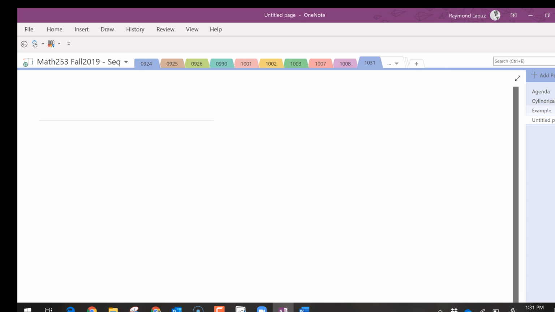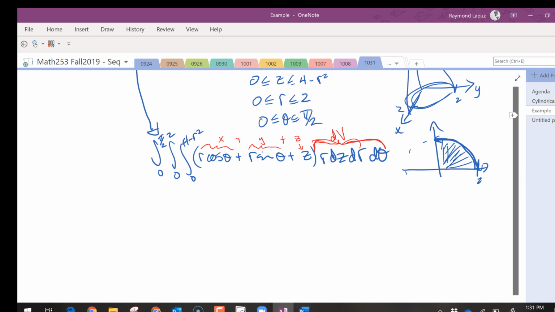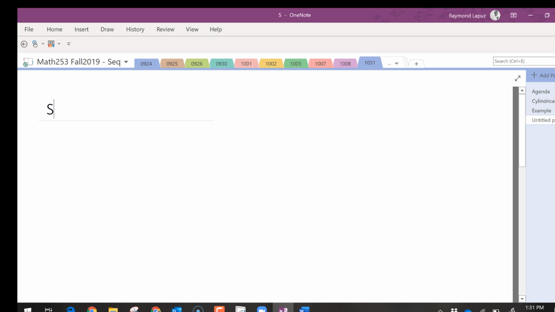Now, there's some motivation. I could give you an example where I say, oh, it's hard to do in cylindrical coordinates, but maybe another system would be good. But let's just jump into that other system. So let's go into spherical coordinates.